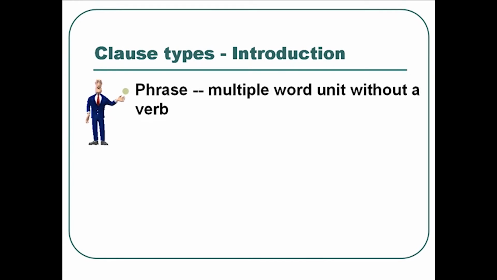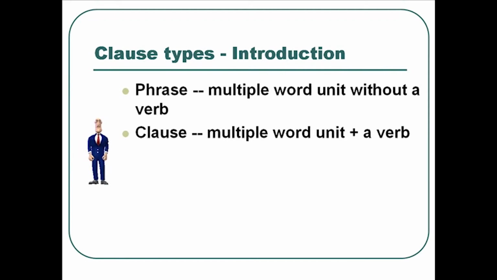Now, the phrase we've already seen in terms of the prepositional phrase. A phrase is a multiple word unit that lacks a verb. Largely we've seen these as prepositional phrases. A preposition, oftentimes with an article, with a noun or adjective, and a prepositional phrase. In the boat. Clauses now will be a multiple word unit that have a verb or verbal form. And so a clause has a verb and a phrase does not.